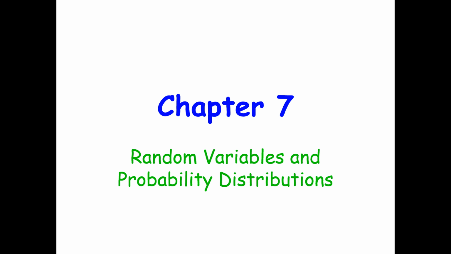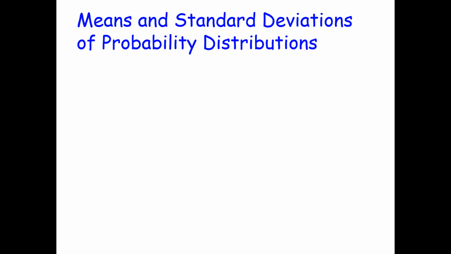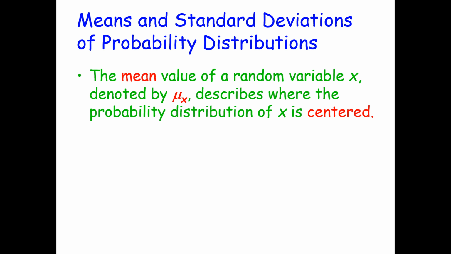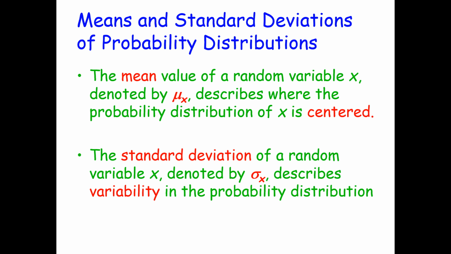In this video, we're going to continue talking about random variables and probability distributions, specifically mean and standard deviation of a random variable. Now, as far as means and standard deviations of probability distributions go, the mean value of a random variable x, denoted by mu sub x, describes where the probability distribution of x is centered. And the standard deviation of a random variable x, denoted by sigma sub x, describes variability in the probability distribution.